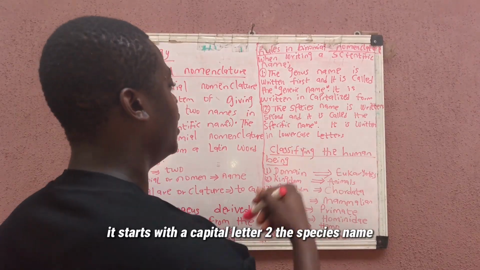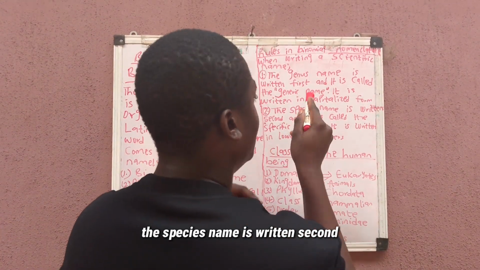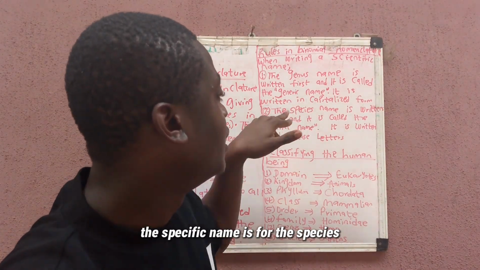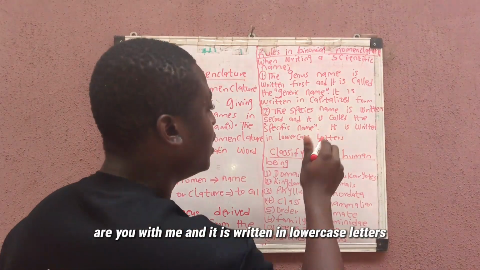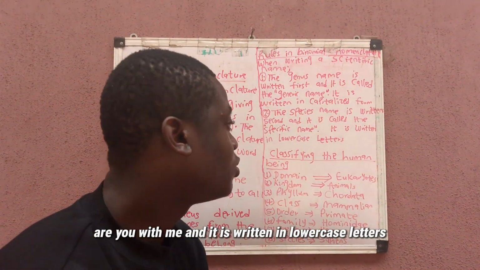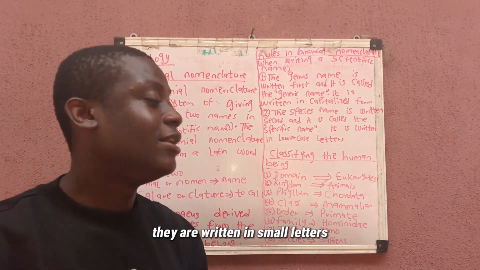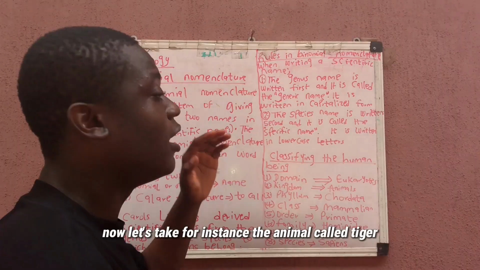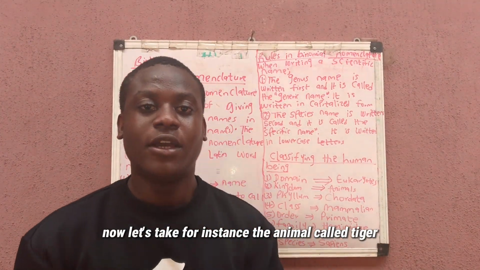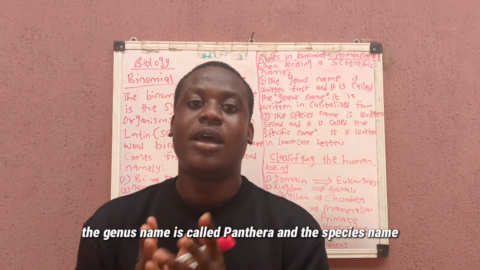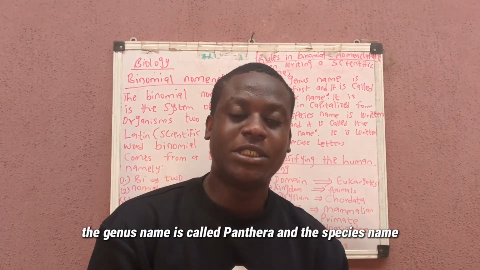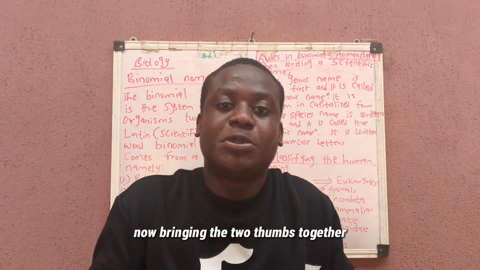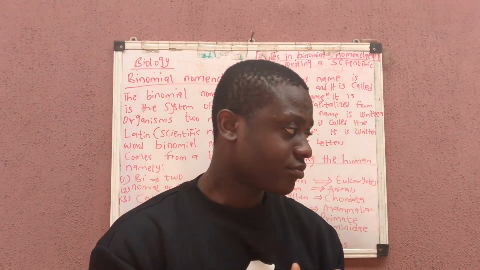Two, the species name. The species name is written second, and it is called the specific name. The specific name is for the species. Are you with me? And it is written in lowercase letters. What I mean by lowercase letters is that they are written in small letters. Now calm down, let me illustrate it better. Let's take for instance the animal called tiger. The genus name is Panthera, and the species name, which is the specific name, is tigris. Now bringing the two terms together, we have Panthera tigris.